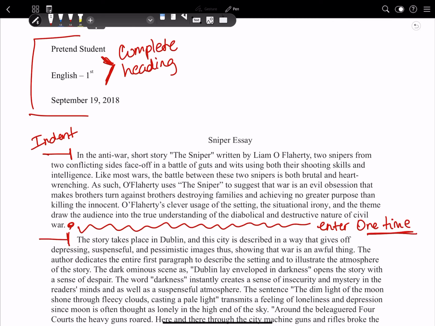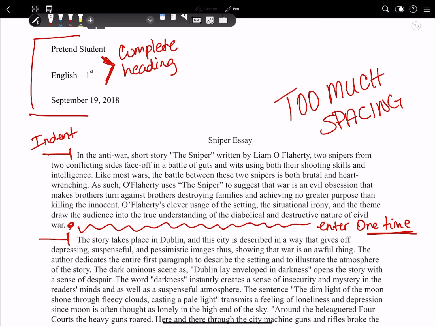That's it. If you have a ton of spacing right there, I'm literally going to write it just like this. Too much spacing. It's going to look just like that on your paper. So please make sure you don't have a whole bunch of extra spacing you don't need.